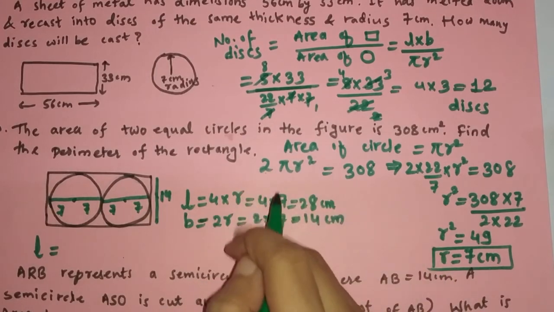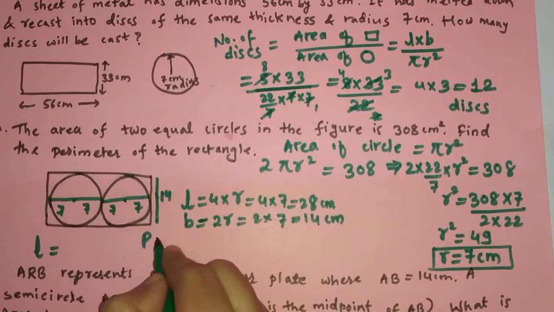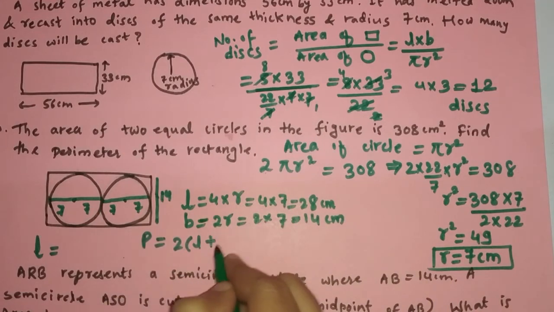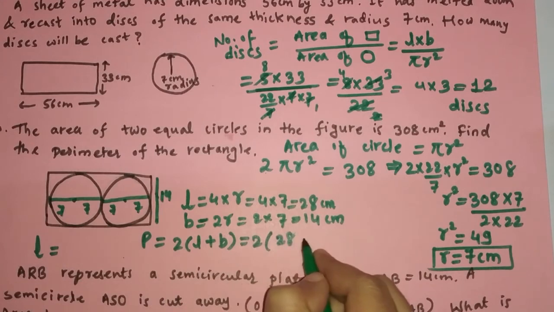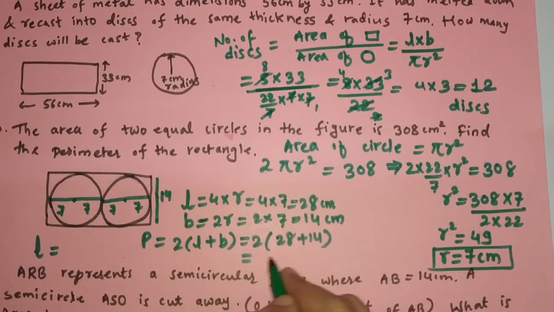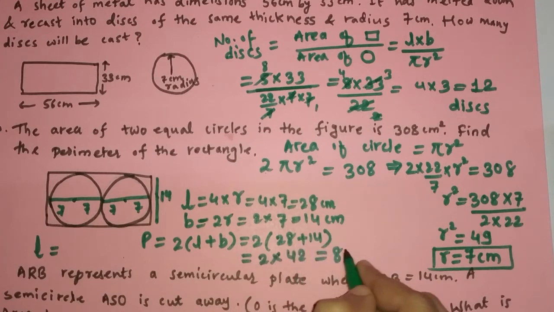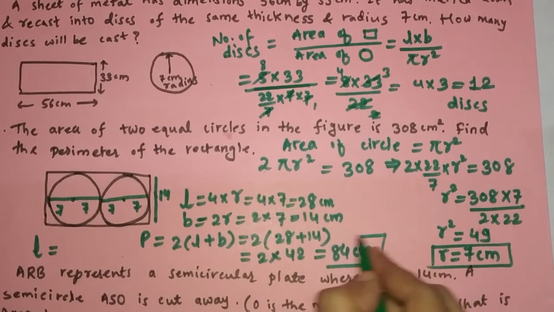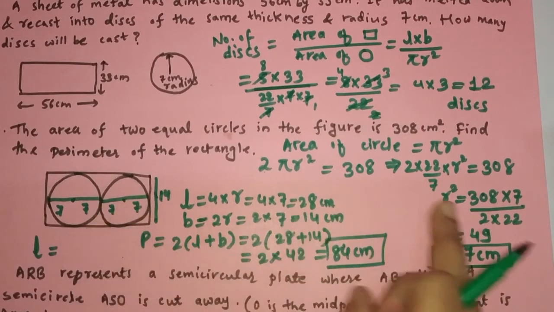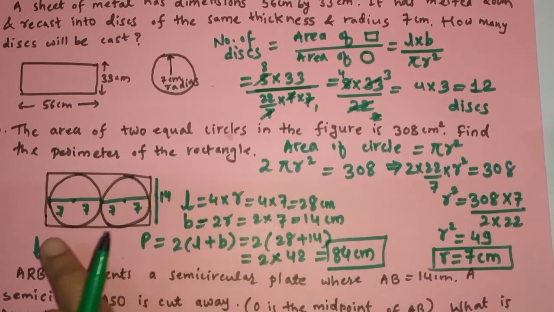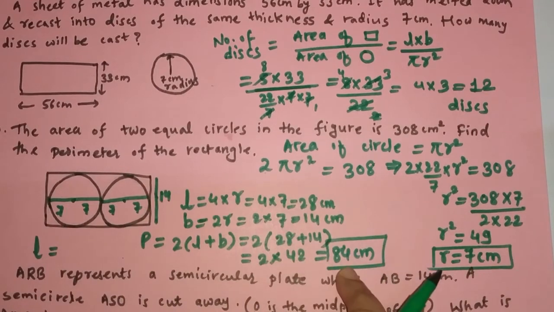So once I have these dimensions, I'll write perimeter is equal to 2 into (L plus B). So twice (28 plus 14). So friends, we'll get 2 into 42, which is 84 centimeters. So this is going to be the perimeter. First I did not have the dimensions, I found the radius, then we calculated the dimensions, then used the perimeter formula.